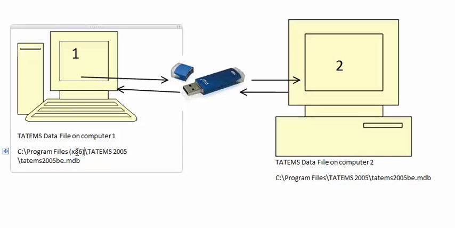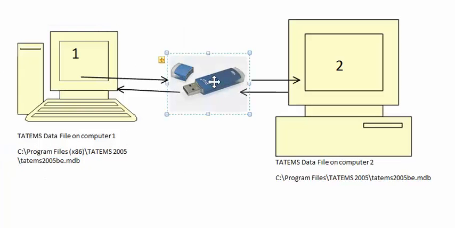Okay, so basically, first thing you want to do is close TATEMS on both computers, or if you're going to be doing this one after another, and they're fairly close together, when you're doing the transfer of data from the computer to the USB drive, close TATEMS first. So close TATEMS, and then copy the file here, TATEMS 2005 be.mdb. Copy that to the USB drive.